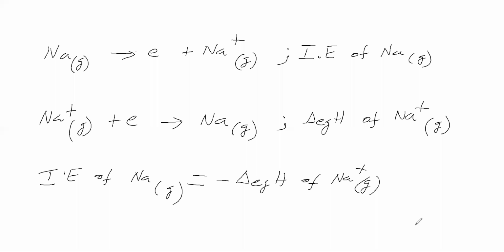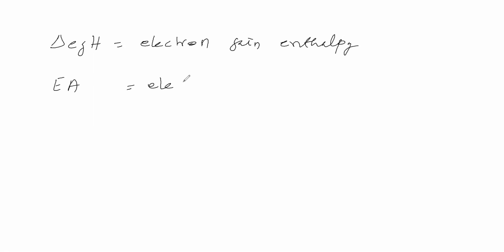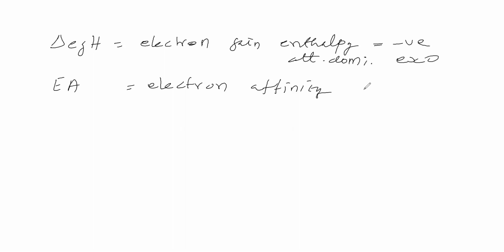Next, electron gain enthalpy and electron affinity. Electron gain enthalpy is negative, meaning exothermic, meaning attraction is the dominant factor. Electron affinity is positive, meaning a positive tendency to take an electron.